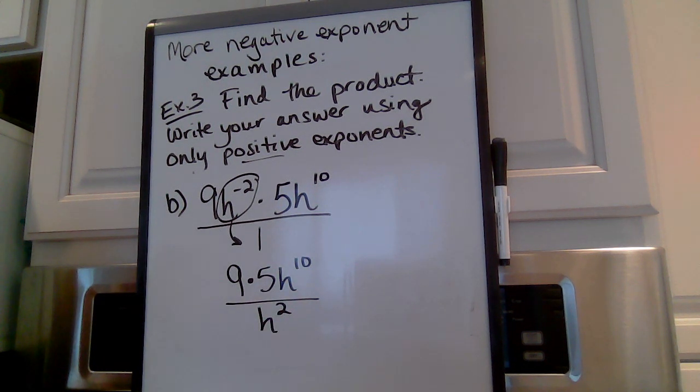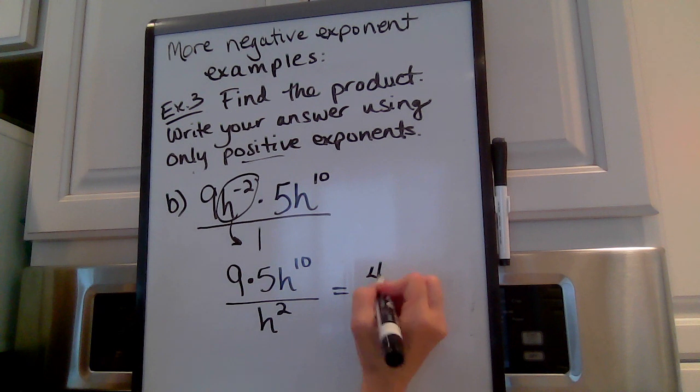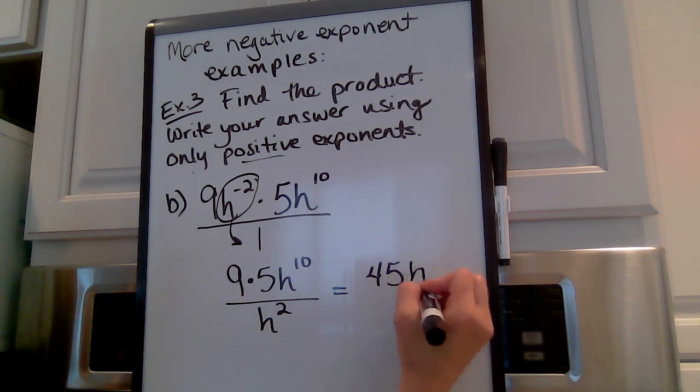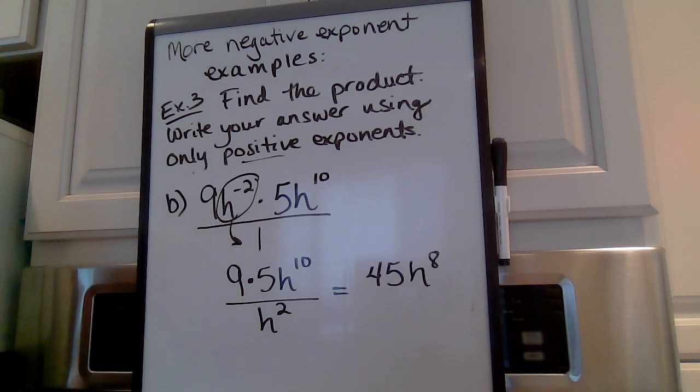9 times 5 gives us 45. And if I have 10 h's in my numerator, 2 h's in my denominator, these 2 h's are going to cancel out 2 of these h's, leaving us with h to the 8th power. 10 minus 2, 8. There are more on top, so that's where they belong. So hopefully this is helpful, and in the next video we will be talking about 0 as an exponent.